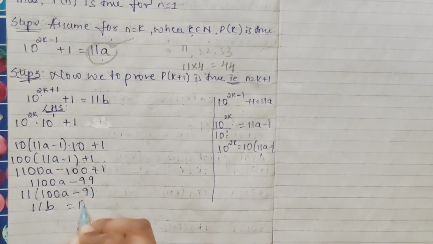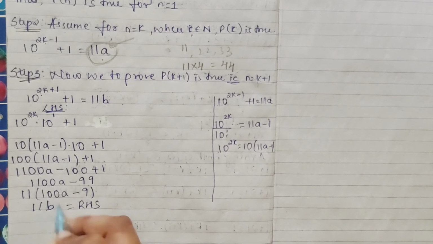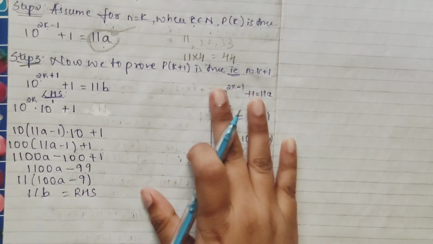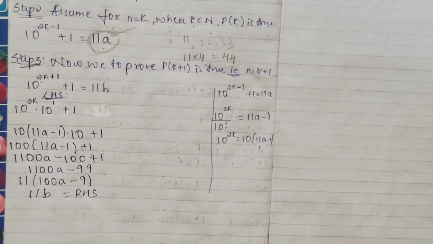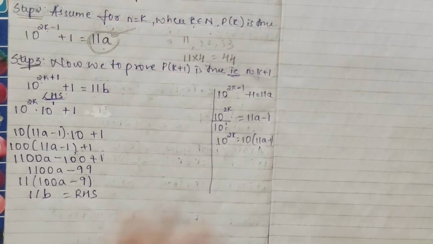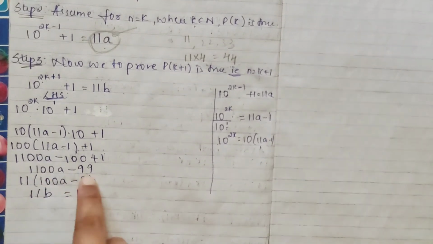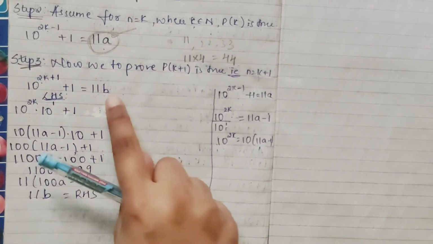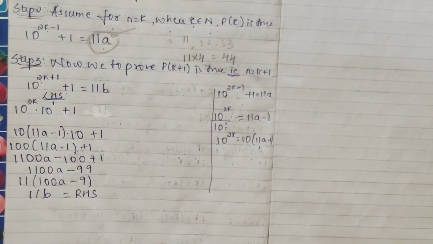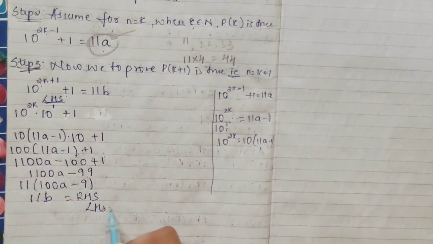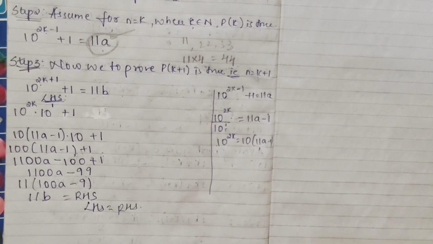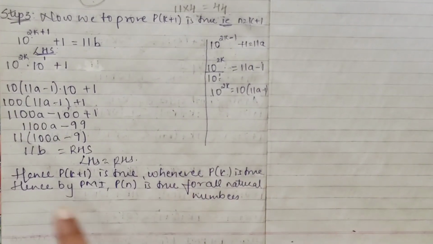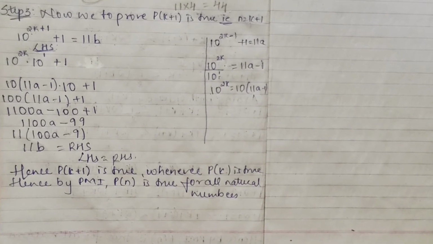So this we carry up to our RHS. Whatever b we get here, it will be multiplied, which means it will be a multiple of 11. Whatever you get inside, let it be, it is none of our business, but this whole part we take as one number, and that one number we consider as an arbitrary number, which we have taken as b. So here also we take it as b. Thus your LHS is equal to RHS. Thus P of k plus 1 is true. Hence P of k plus 1 is true whenever P of k is true. Hence by PMI, P of n is true for all natural numbers.